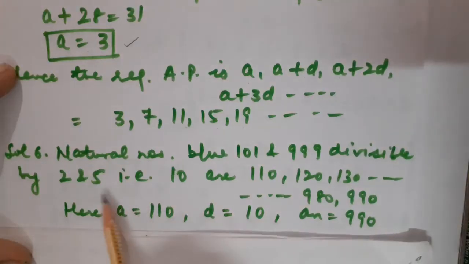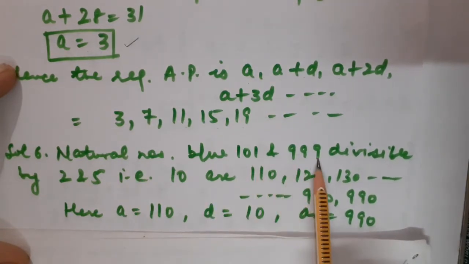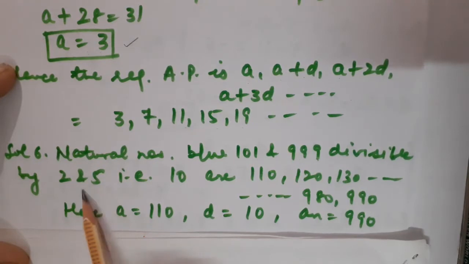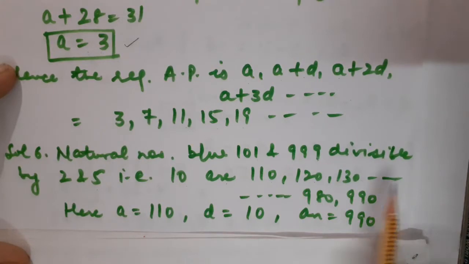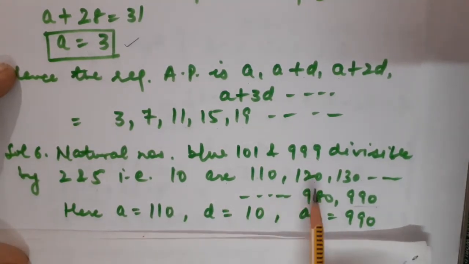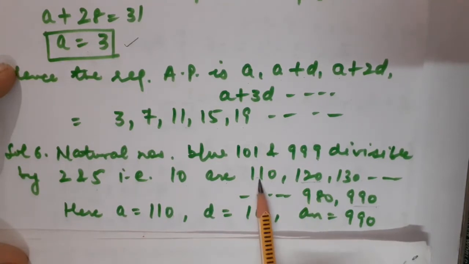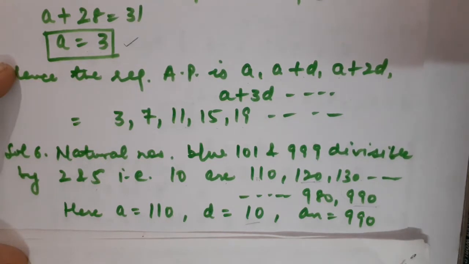So children, here the AP formed by natural numbers between 101 and 999 which is divisible by 2 and 5, that is by 10, are 110, 120, 130 and so on up to 990. Correct? So from here you can calculate what is A. Of course, A will be 110. D will be succeeding minus preceding term, that is 120 minus 110 will be equal to 10. And 990 will be the last term, that is nth term of this AP.